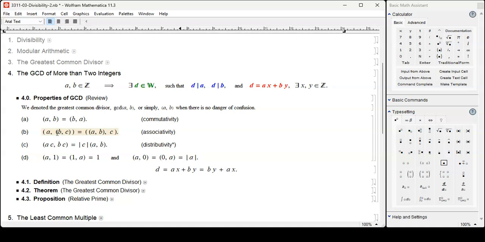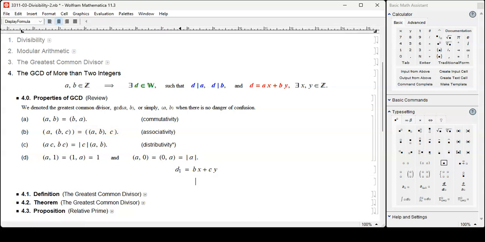Okay, how does that thing work? Let's consider this one first. Let's go with, say, D1, and then that's gonna be BX plus CY, like that. That's gonna be this one here.